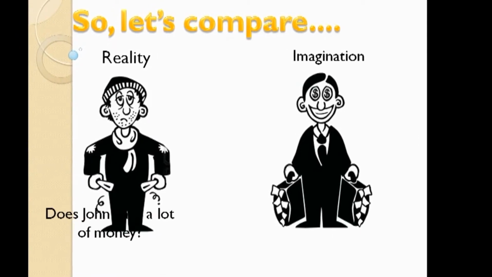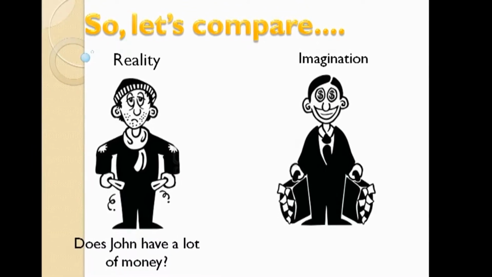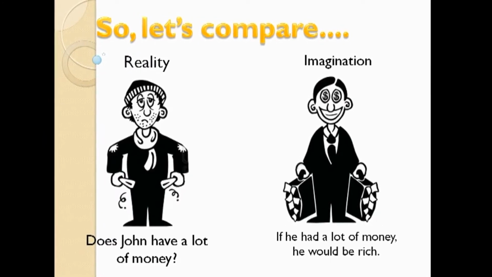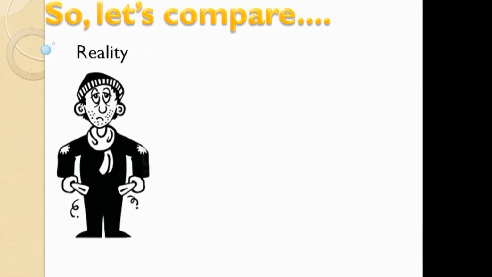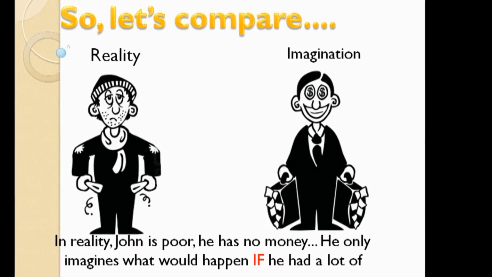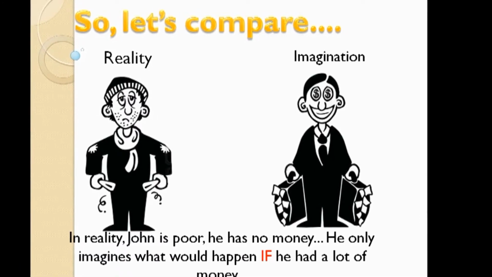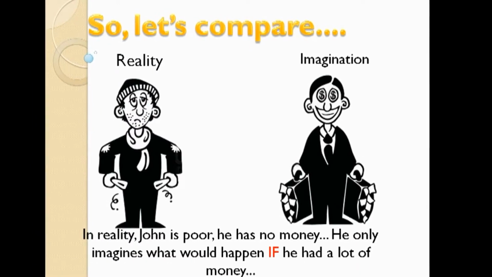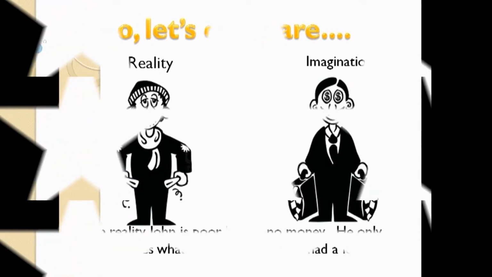So let's answer the question. Does John have a lot of money? In reality, no. He fantasizes, however, if he had a lot of money, he would be rich. So again, reality, imagination. Now in reality, John is poor, he has no money. He only imagines what would happen if he had a lot of money. He would buy a new house, have an expensive car, have a beautiful wife, and so on.